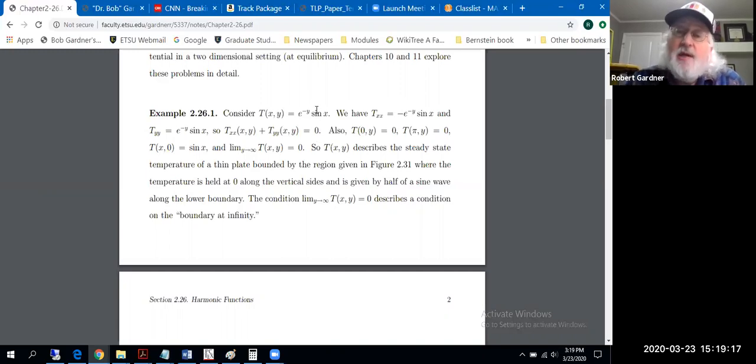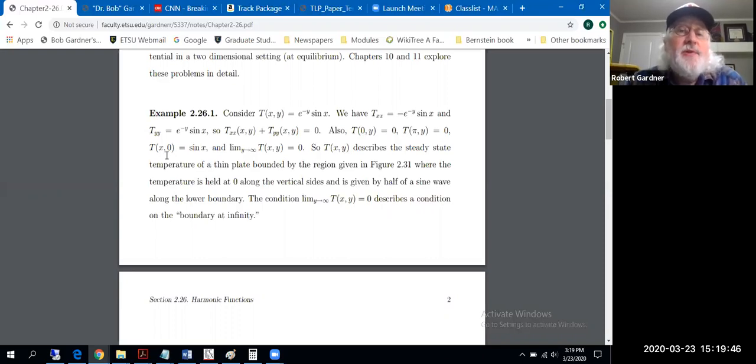Now, this has applications. Let's introduce an application related to heat. If we plug in x equals 0, that sine function will be 0, and so the whole function will be 0. If we plug in x equals pi, that sine function will be 0, and the whole function will be 0. So we're getting out values of 0 along certain lines in the Cartesian plane.